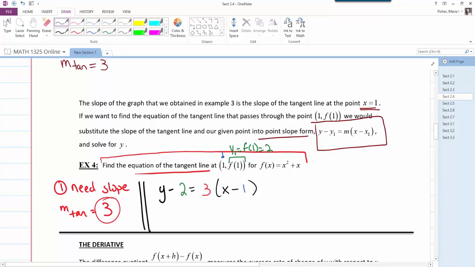So when you're asked to find the equation of the tangent line, you first find the slope, and then you plug it into point slope form and solve for y. So if I distribute my 3 here, I end up with y minus 2 is equal to 3x minus 3. Add 2 to both sides, and y is equal to 3x minus 1. So the slope of the tangent line was 3. But the equation of the tangent line for f of x equals x squared plus 1 at the point 1 comma f of 1 is this y equals 3x minus 1.